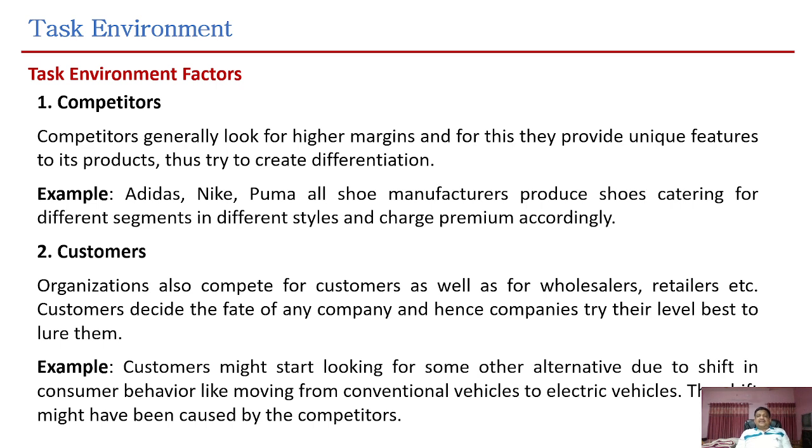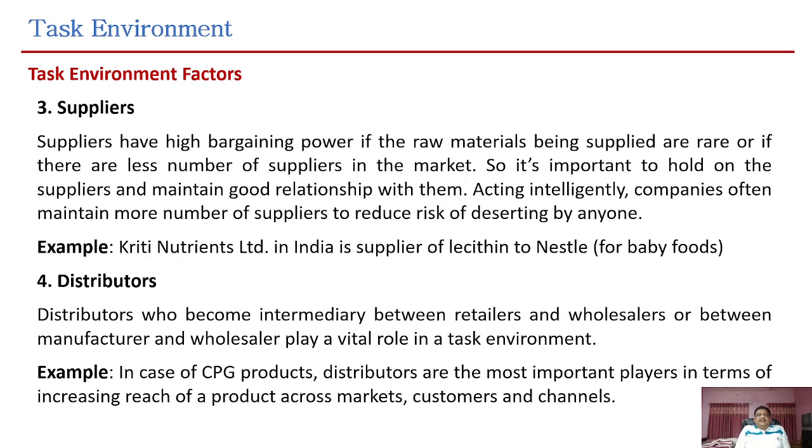See here, the customer might start looking for some other alternative due to a shift in consumer behavior, like moving from the conventional vehicle to the electric vehicle. The shift might have been caused by the competitor. If you take the car companies, we previously had petrol and then diesel. Nowadays, every car manufacturer is moving into electric vehicles. So there is competition, because when one company comes into electric vehicles, the others also have to push there, because customers are getting an alternate choice and can move towards that. So companies are making sure they keep their market share as it is by coming into electric vehicles also.